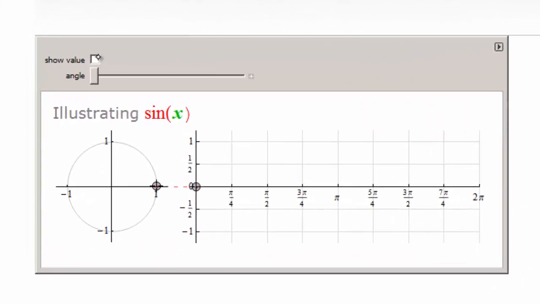So looking at this unit circle where the radius is 1, and remember the sine is the y value. So what is the y value when the angle is 0? It's 0. So what we're going to do is use this slider, and as we rotate around the unit circle, we're unwrapping that and graphing it out. So as we get to pi over 2, the y value is 1.